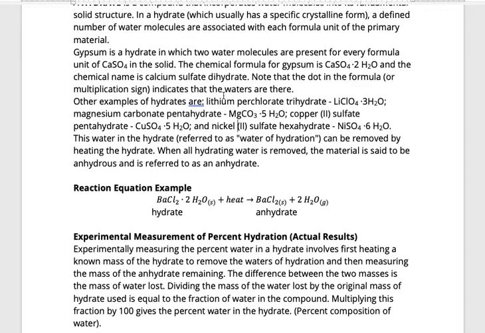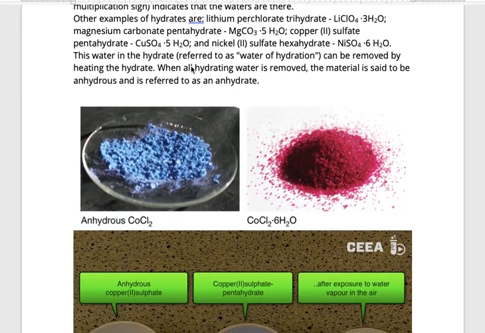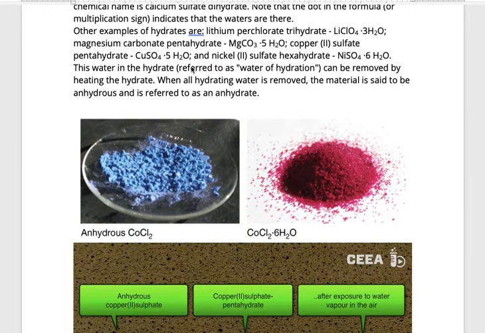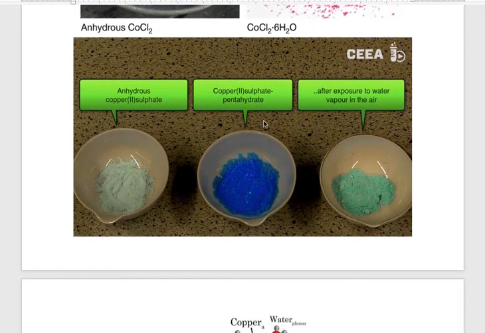When it has the water in it, it's called the hydrate, and when it doesn't, you say anhydrate. Here are some visual examples of an anhydrate and a hydrate. We have cobalt(II) chloride here. When it's anhydrous, without the water, it looks this color, and when it does have water within the structure, it has quite a big difference in the way it looks.